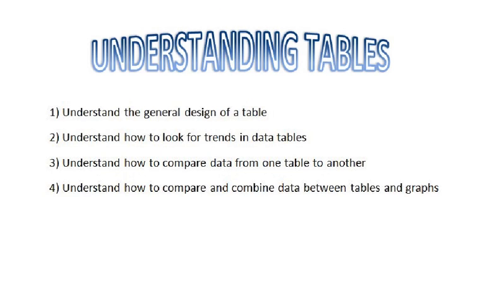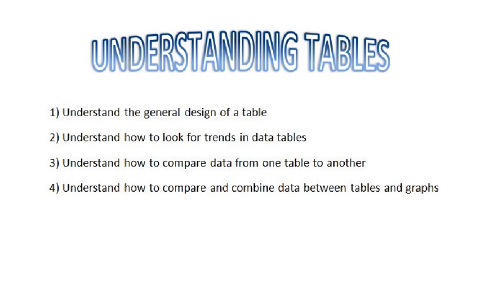So the goals here today for understanding tables were to understand the general design of a table, columns and rows, and what's going on inside of the table, what the data looks like and how you can tell what's going on with the table. To understand how to look for trends in data tables. Is there generally an increase? Is there generally a decrease? Where is the highest value, the lowest value? What shows important information from a data table?